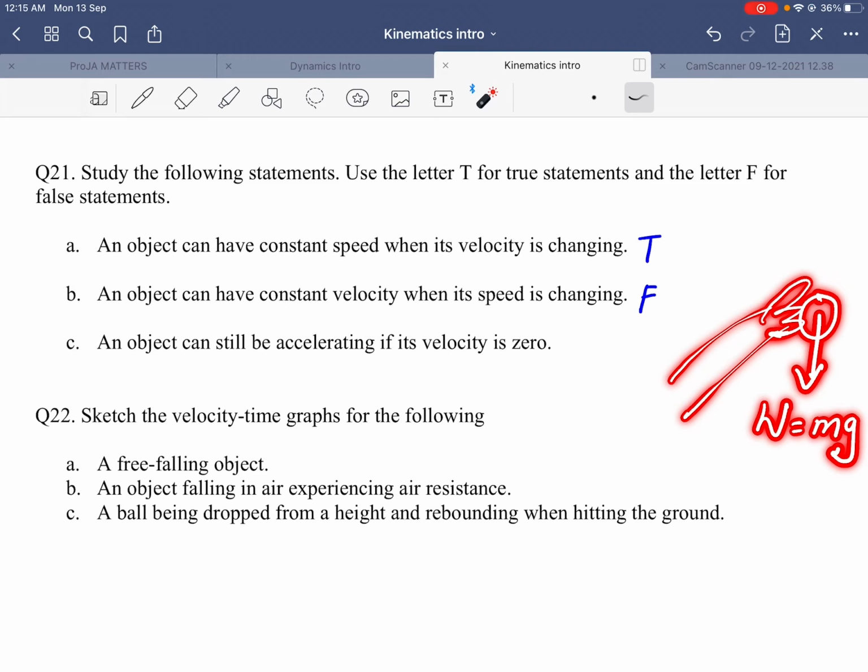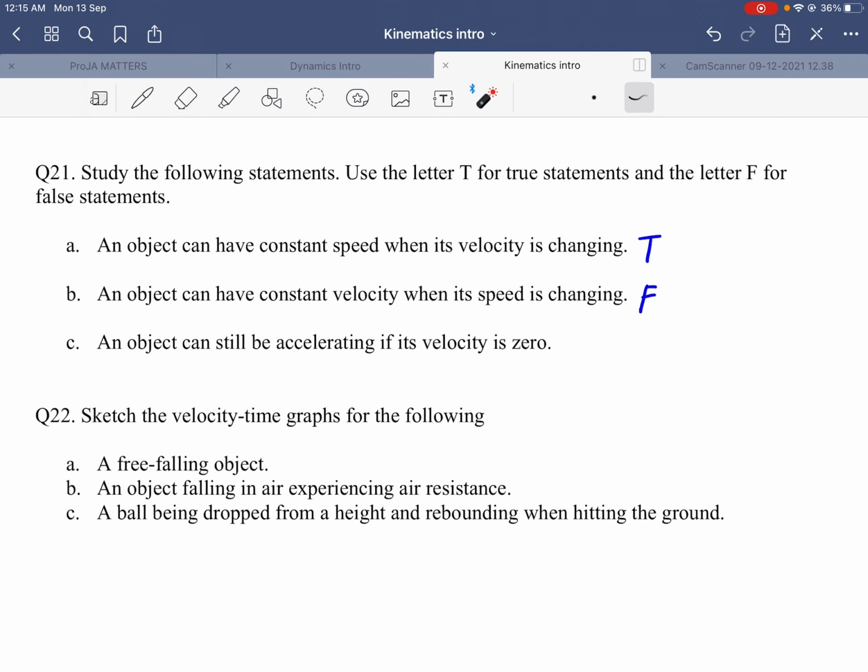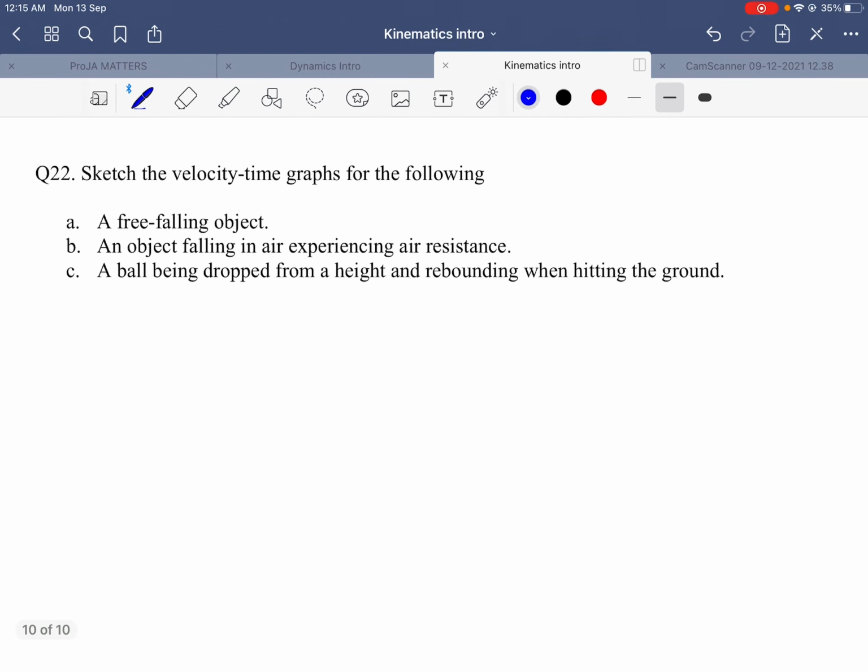Therefore, an object can be accelerating even if its velocity is 0, as we can see from this demonstration of dropping a ball from a hand. Therefore, it is true that an object can be accelerating if its velocity is 0. Last one is just graph drawing and we are done.